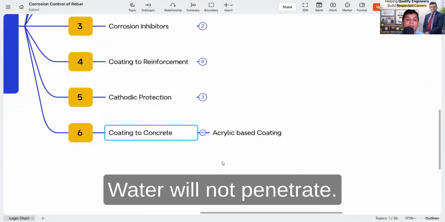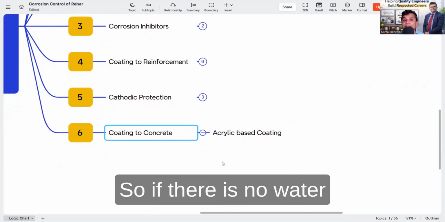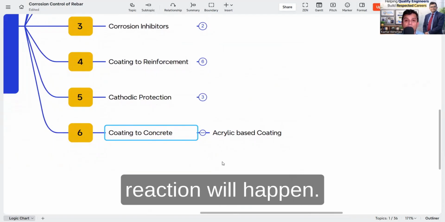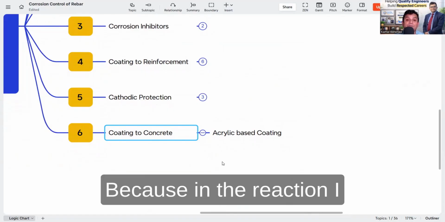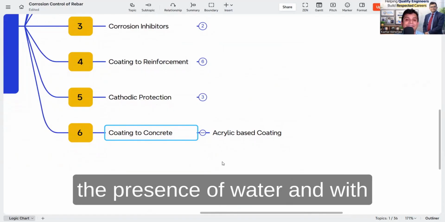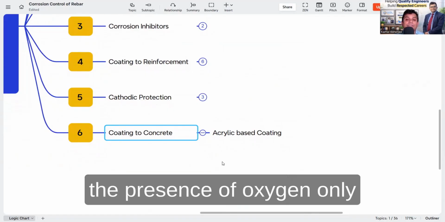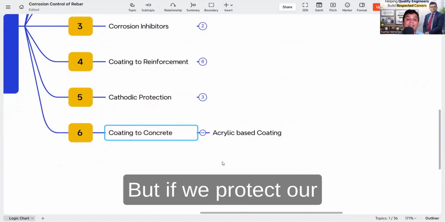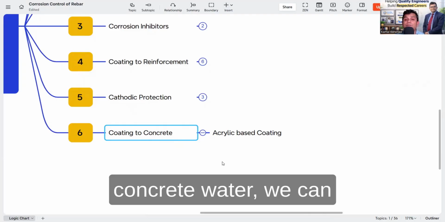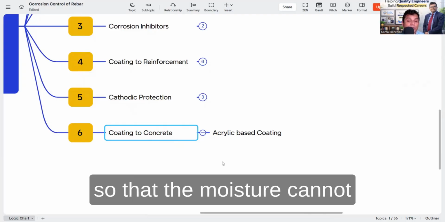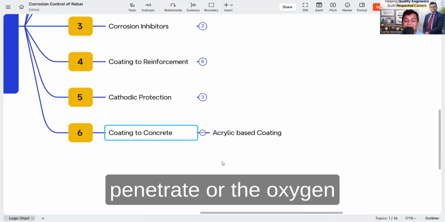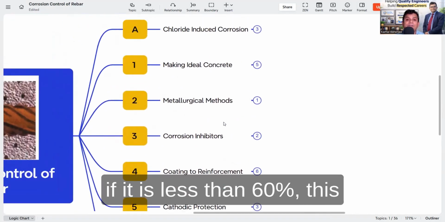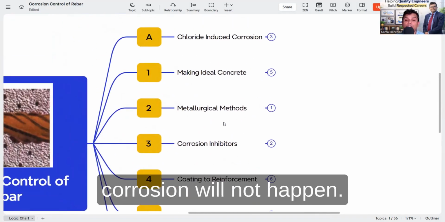Water will not penetrate, chloride ions will not penetrate. If there is no water penetration inside the concrete, no reaction will happen. Because the reaction I have shown you happens only with the presence of water and oxygen; only then can corrosion happen. But if we make our concrete waterproof, so that moisture cannot penetrate or oxygen cannot penetrate, the corrosion will not happen. Also, if the relative humidity is less than 60%, this corrosion will not happen.